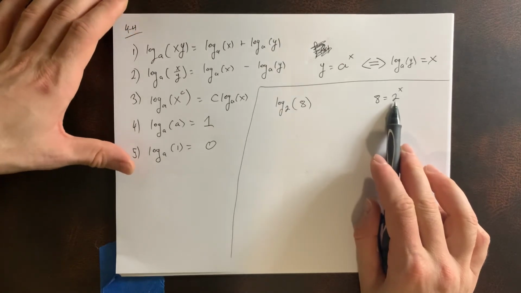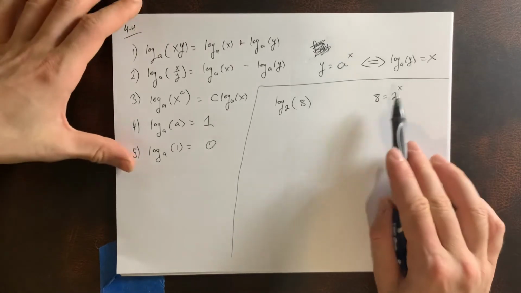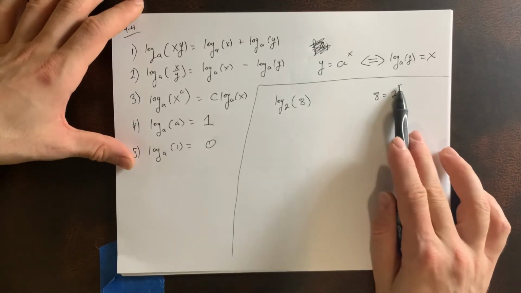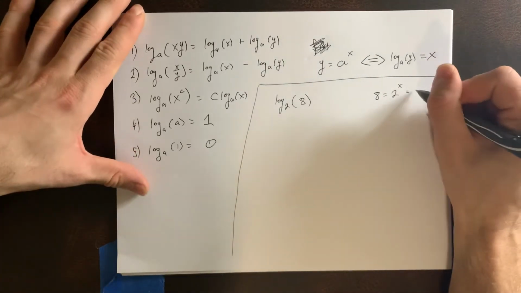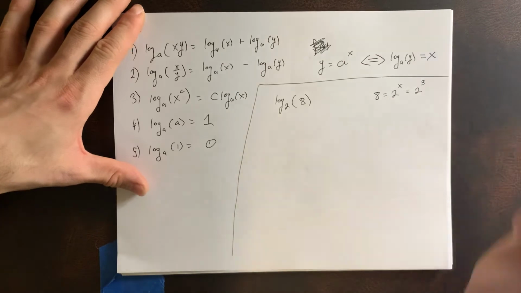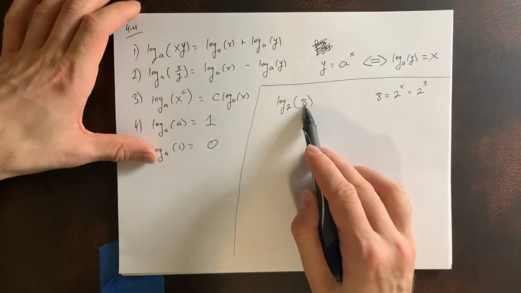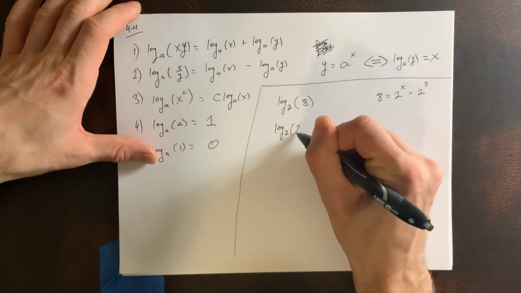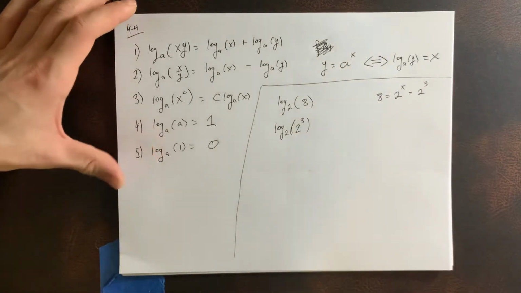Let's plug in 1 here. That's 2 to the 1, which is 2, that doesn't equal 8. Let's try the next one. 2 to the 2, that's 4, that doesn't equal 8. But if we did 2 to the 3, that's 2 times 2 times 2, that does equal 8. So we can see that 8 is 2 to the 3rd power. Now what we want to do is replace this 8 with 2 to the 3. So log base 2 of 2 to the 3. Again, nothing changed here. Instead of writing 8, we're just writing 2 to the 3rd power.